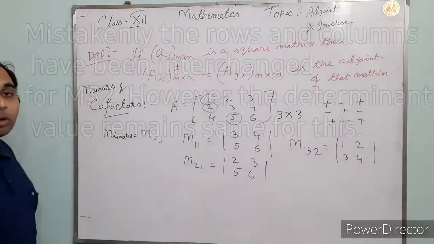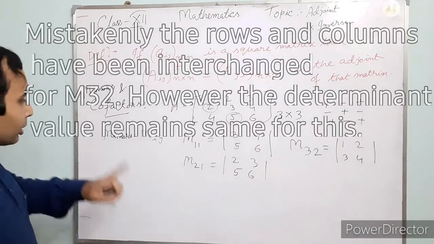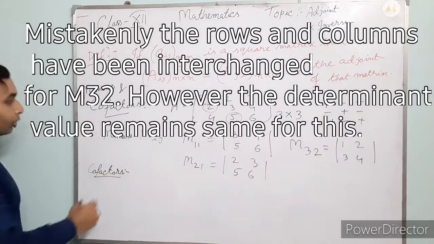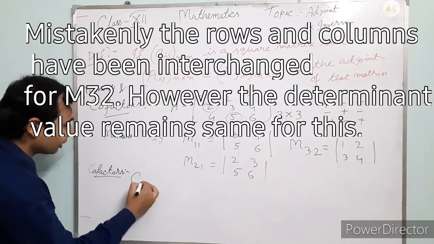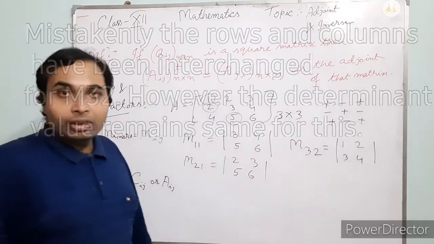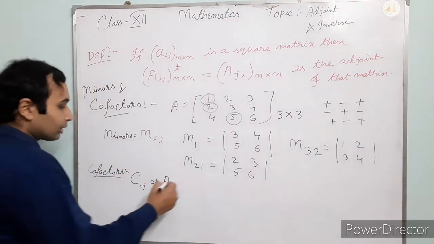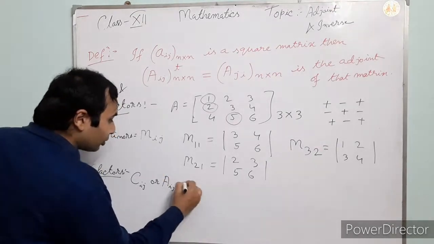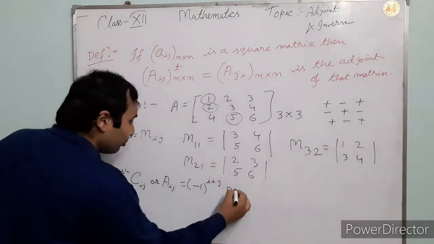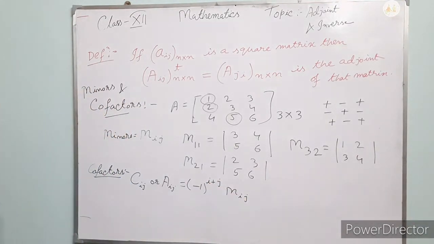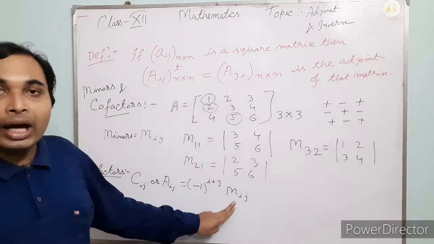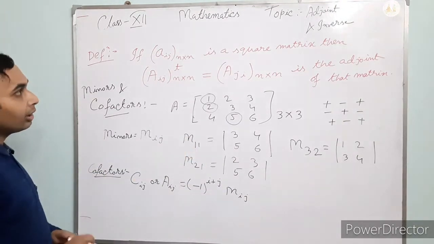Now what are the cofactors? Those are the minors. Now the cofactors, those are denoted by Cij or Aij. Cofactors equals Cij or Aij equals minus 1 whole to the power i plus j times Mij. This is the rule of cofactors: minus 1 whole to the power i plus j Mij. So what is coming here? Let us see.